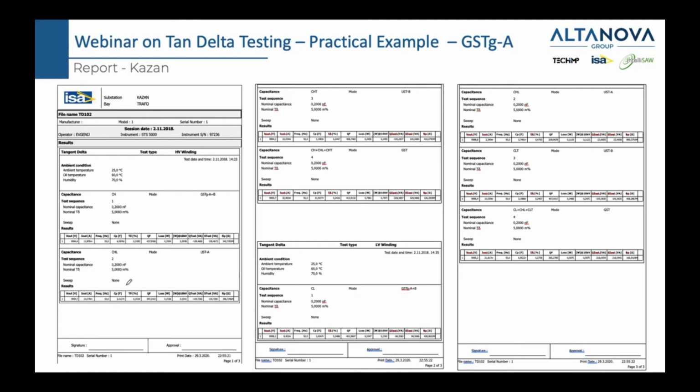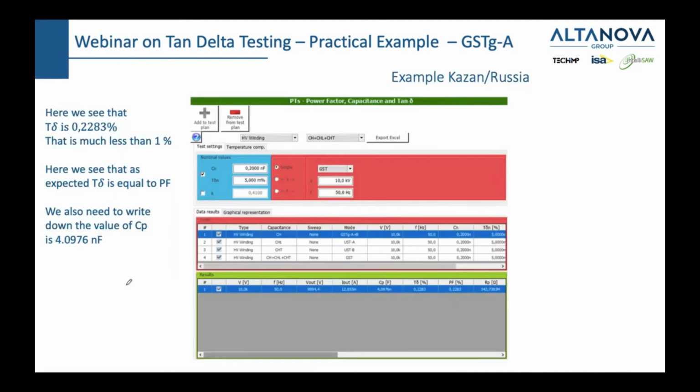This is an example of one test which we did in Russia, in the city of Kazan. It was not a small transformer, it was about, if I'm not mistaken, a 45 MVA transformer. This is the report, but what I wanted to show you is what you see after you've done your measurement. For example, we measured CH, we measured CHL, and we measured CHT. So this was a transformer with primary, secondary, and tertiary winding. You could see that here we have the values for the CHL, and for the CH. So this is the insulation between the high voltage winding and the ground.